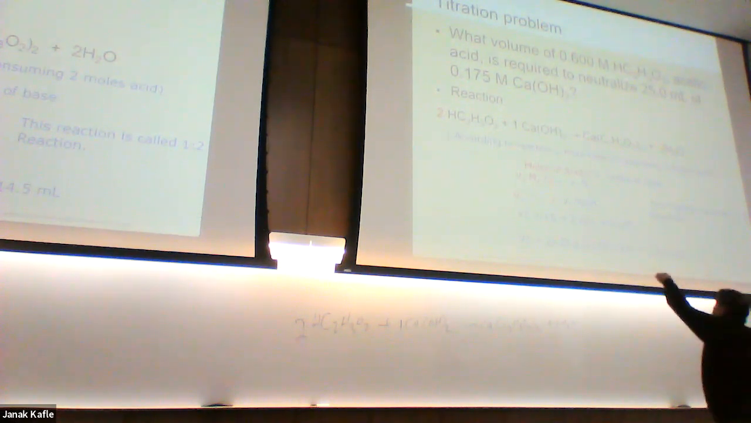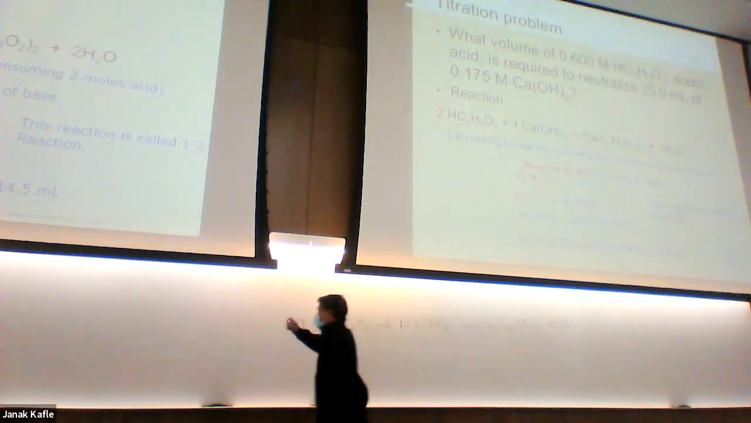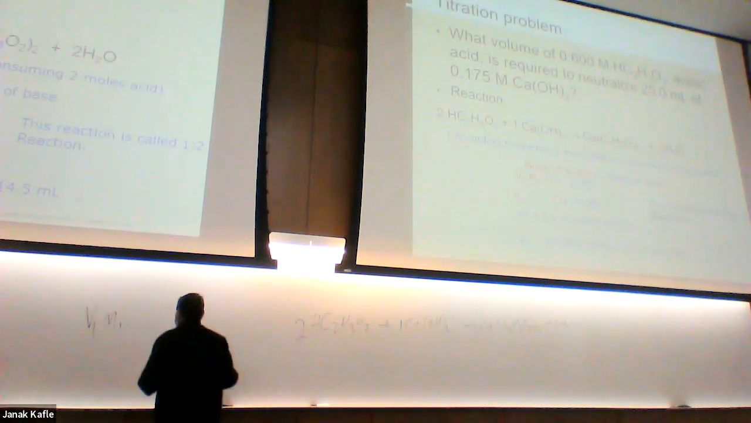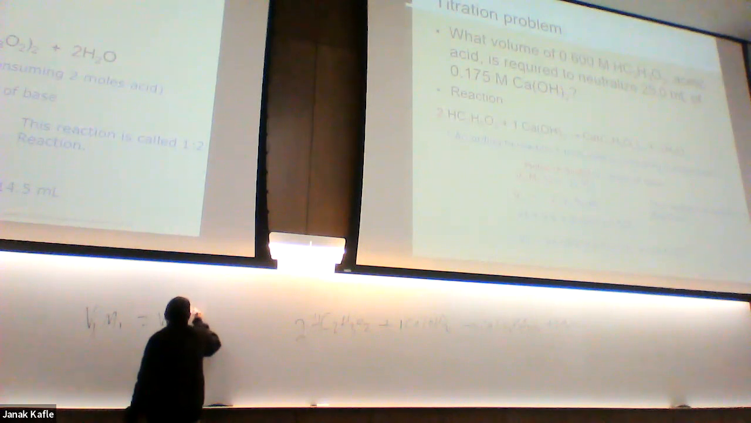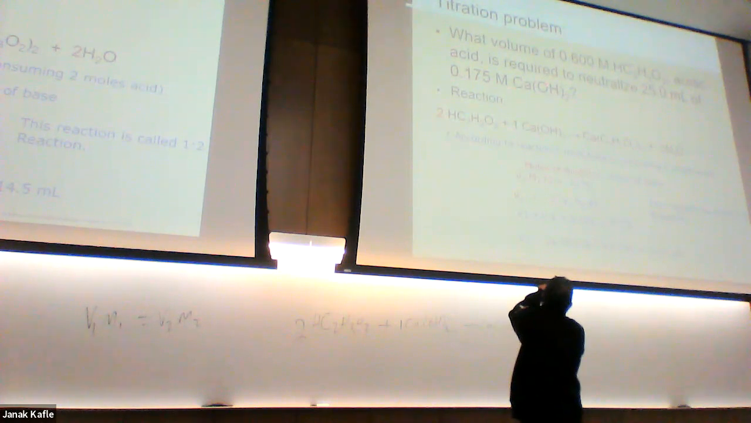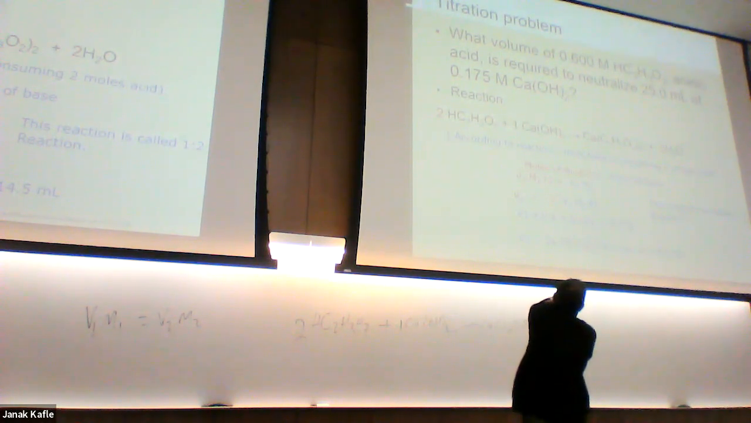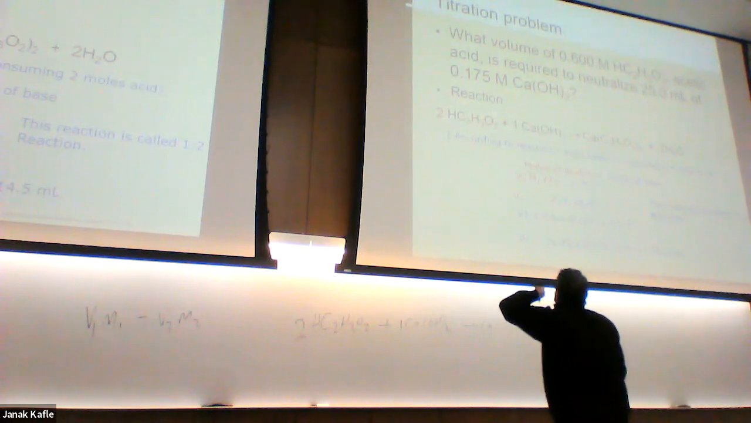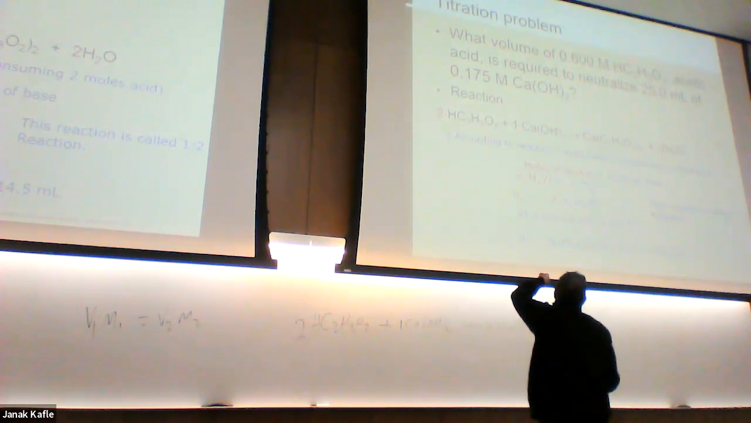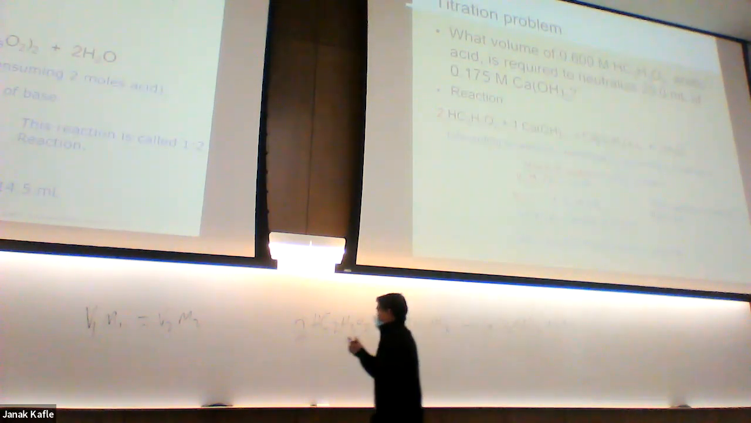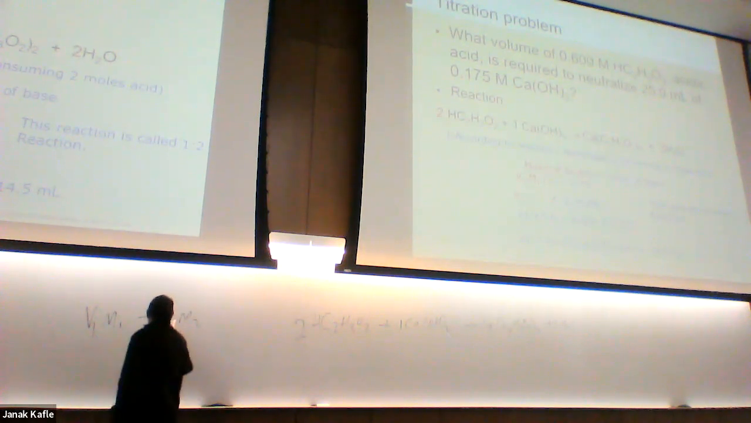So the base is given here. Let's say the base is V1 M1, and it equals V2 M2, which is the acid. It's a base, right? So this one is 25 and 1.175. That's a base because that's Ca(OH)2. I have the molarity of acetic acid, but I don't have the volume here. So I know everything about this one, and I don't know about this one.